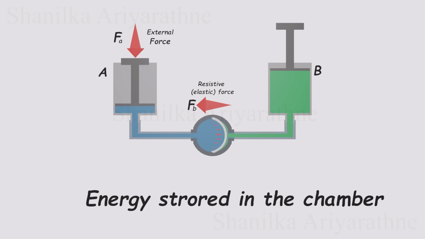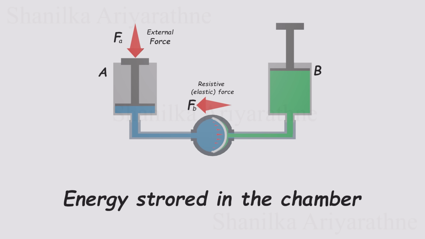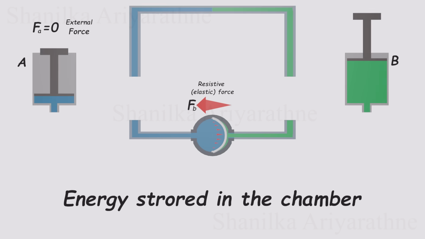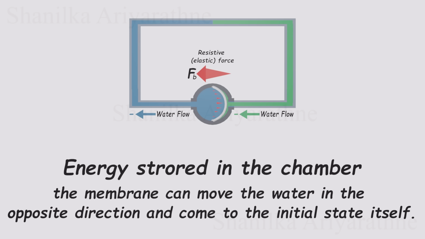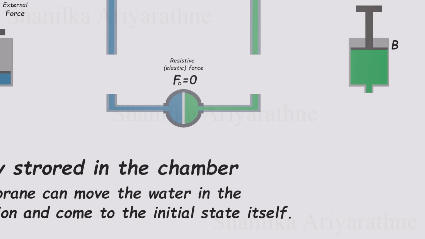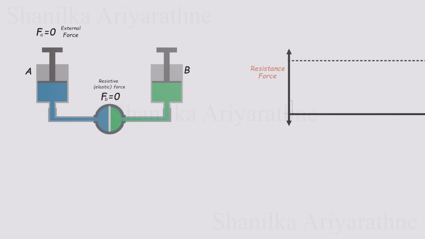Now that we've stored some energy in the membrane, if we disconnect the pistons and connect the two ends of the chamber, the membrane can move the water in the opposite direction and return to its initial state on its own. Initially, we store energy in the device, and then we can use the stored energy to do useful work. We can plot the membrane resistance force over time.